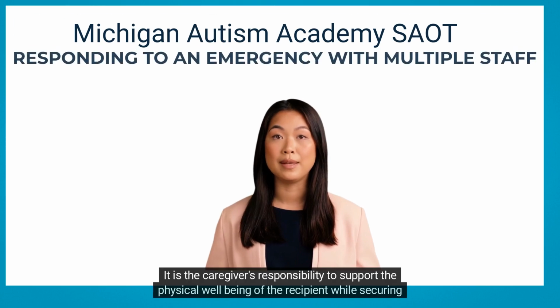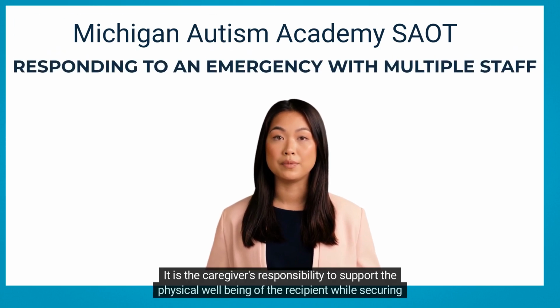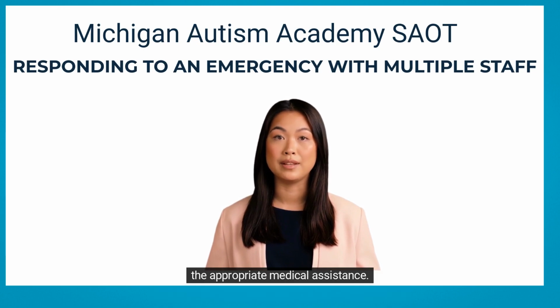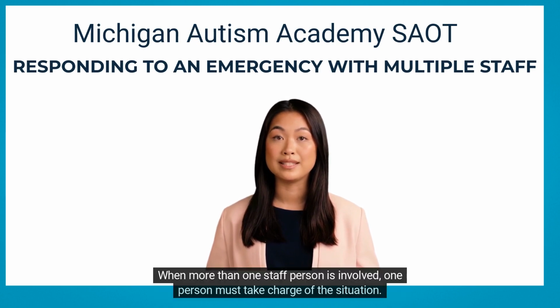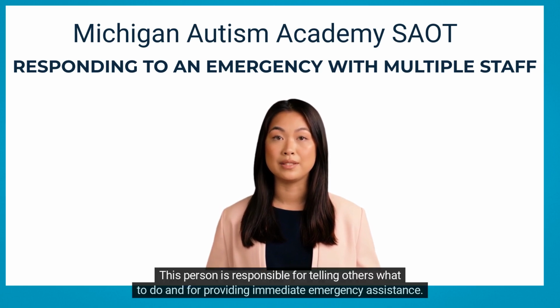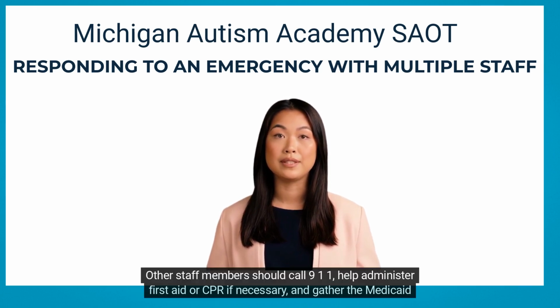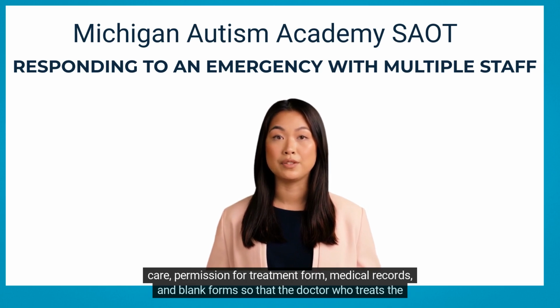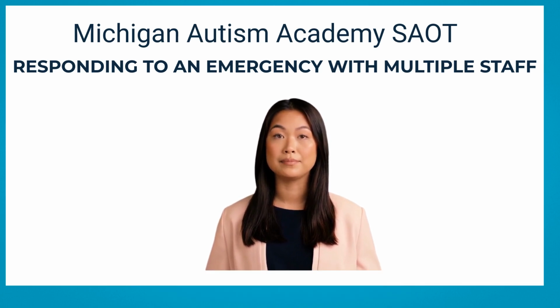It is the caregiver's responsibility to support the physical well-being of the recipient while securing the appropriate medical assistance. When more than one staff person is involved, one person must take charge of the situation. This person is responsible for telling others what to do and for providing immediate emergency assistance. Other staff members should call 911, help administer first aid or CPR if necessary, and gather the Medicaid card, permission for treatment form, medical records, and blank forms so that the doctor who treats the person will have complete information.